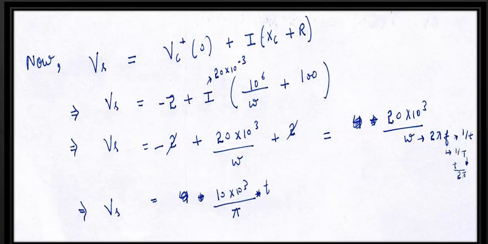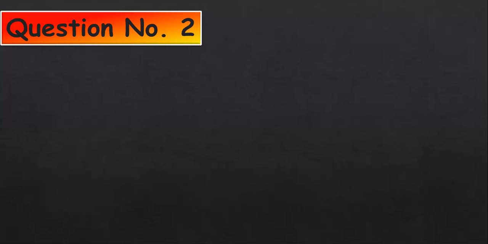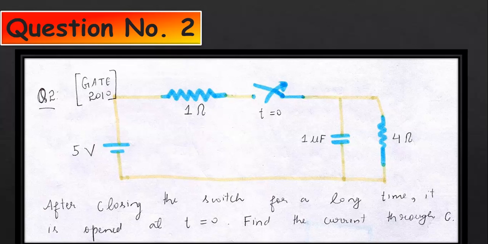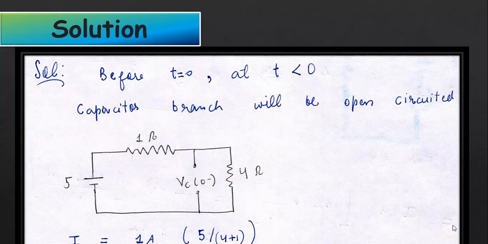Now we move on to second numerical. In this circuit shown, the switch has been closed for a long time and it is opened at t is equal to 0. Then we have to find the value of current through C. So we draw the circuit before t is equal to 0. The capacitor branch will be open circuited because charge has been accumulated on this and potential voltage is developed across it. So the equivalent circuit will be like this.